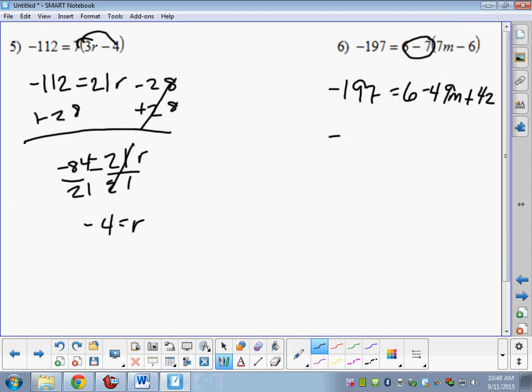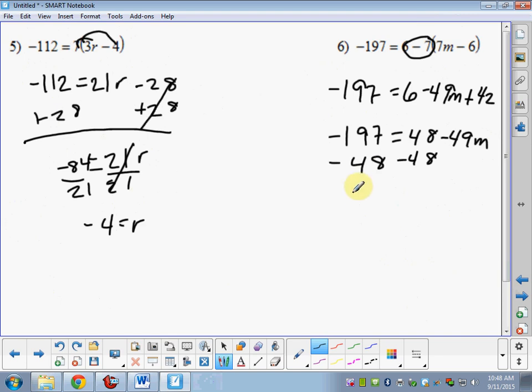I'm going to keep going now. The negative 197 is going to come down. I need to combine my 6 and 42 to make 48 because those are my like terms on the right side of my equation. And now I see that I have my variable over here. I need to get rid of this 48. It's being subtracted, but it's positive, so I'm going to subtract it on both sides over here.